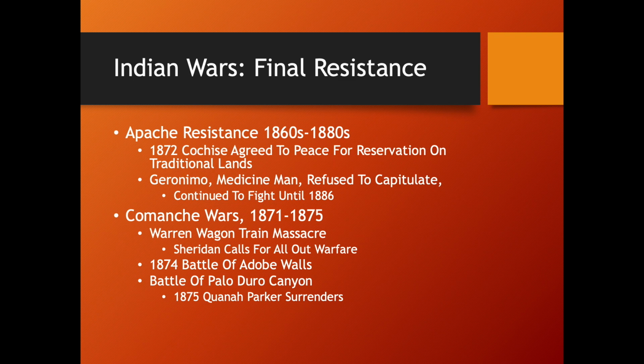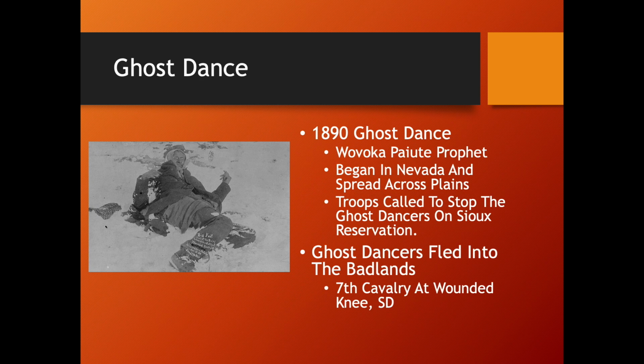In 1875, Quanah Parker, the last chief of this Apache band, finally surrendered, and this marks much of the end of the Indians. But the final coup d'etat, as it were, came on December 29th of 1890, at Wounded Knee, South Dakota, where what was left of the reformed 7th Cavalry attacked a band of ghost dancers. The ghost dance had started in Nevada, and it was led by a holy man named Wovoka.